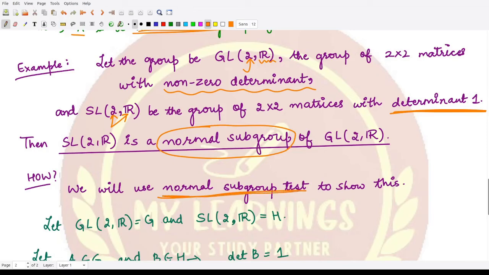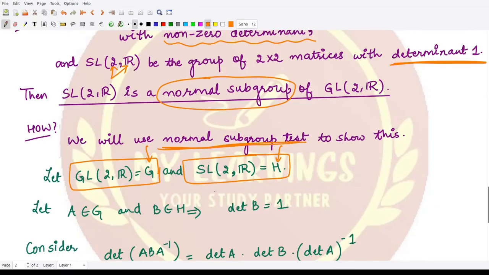So let's consider the given group to be written by the symbol capital G and the given subgroup to be written by the letter capital H, right? Now, if we take some member from the given group, it should be a matrix. So let's denote it by capital A. Capital A is a member of the given group G. Capital B is a member of the given subgroup H. Now, because the subgroup is the special linear group, any element taken from it would have determinant equal to 1. So the determinant of B has to be equal to 1.